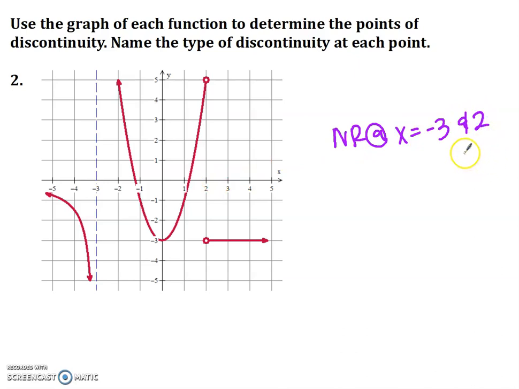And there's no holes in this graph. For there to be a hole, the parts of the graph would have to be connected. So if I were to take this section right here and move it up here, that would be considered a hole, which would be considered removable. But since this little parabola and horizontal line are disconnected, that's what makes it a jump, which is non-removable.